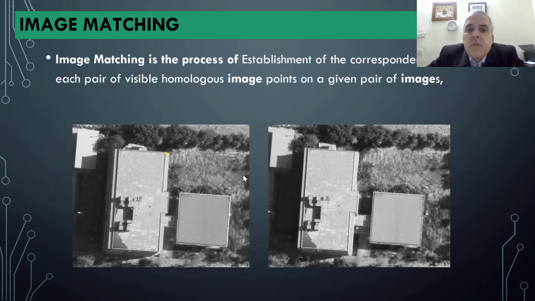Image matching is the process of establishment of the correspondence between each pair of visible homologous image points on a given pair of the images. As you can see here, this is a stereo image taken from two different locations for the same area. We have identified a point on the left image and we are trying to find the corresponding point on the right image.